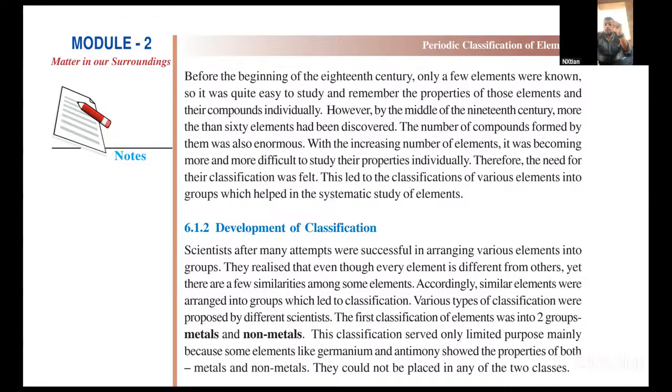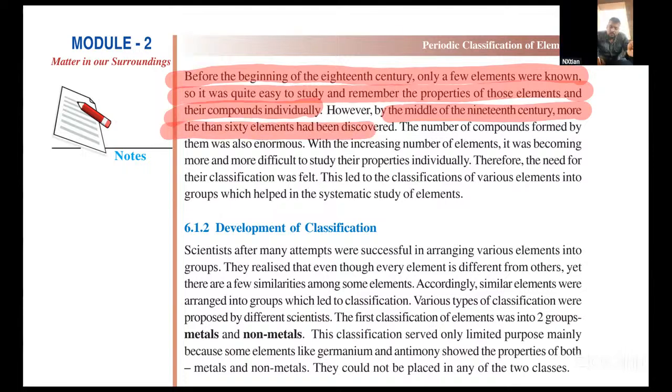So if the question comes and they ask why do we need classification, you can write from here: before the beginning of the 18th century, there were only a few elements, so it was easy to study and remember the properties of the elements and their compounds individually.